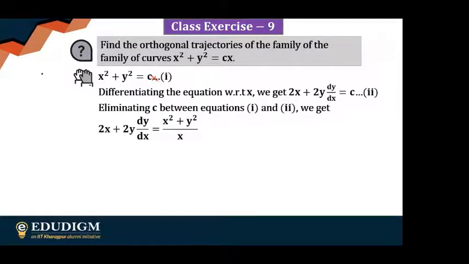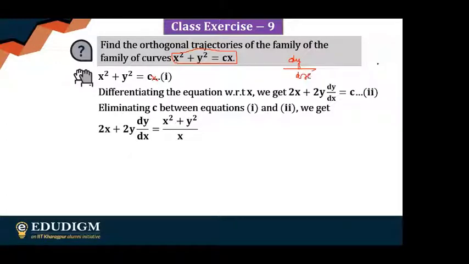Fair enough. Let me repeat. So you have this family of curves. You have to find out the orthogonal trajectory of this family of curves. You know that suppose you are considering two straight lines. The first one has the slope dy dx.